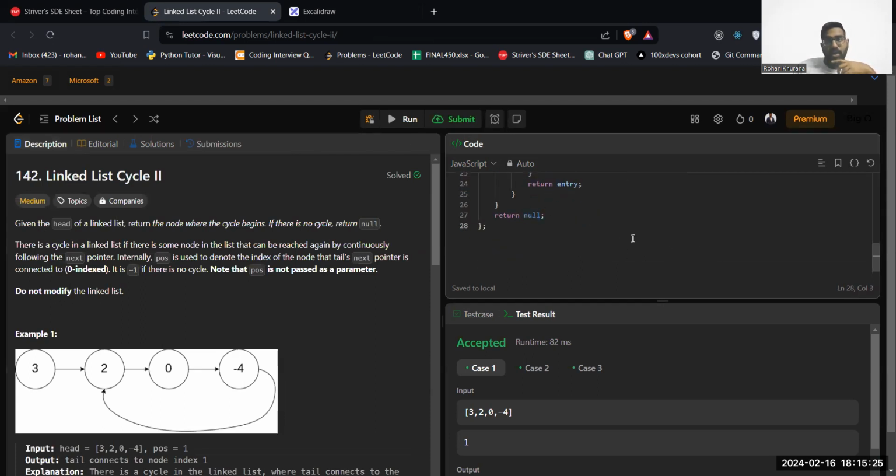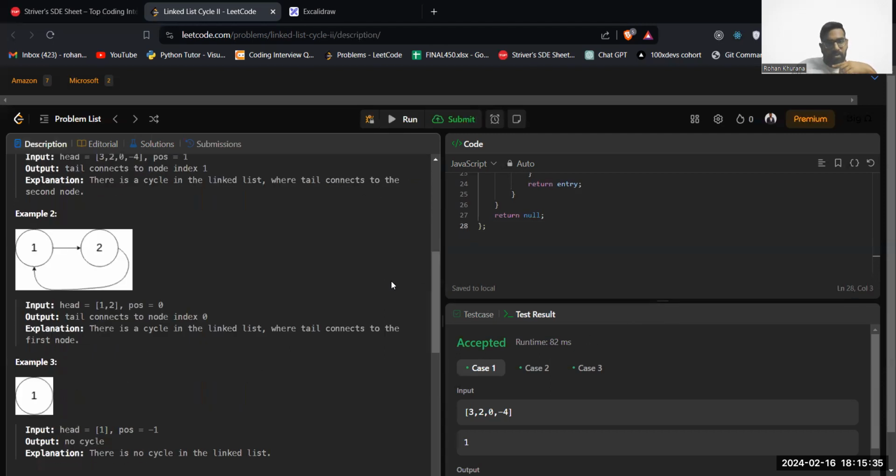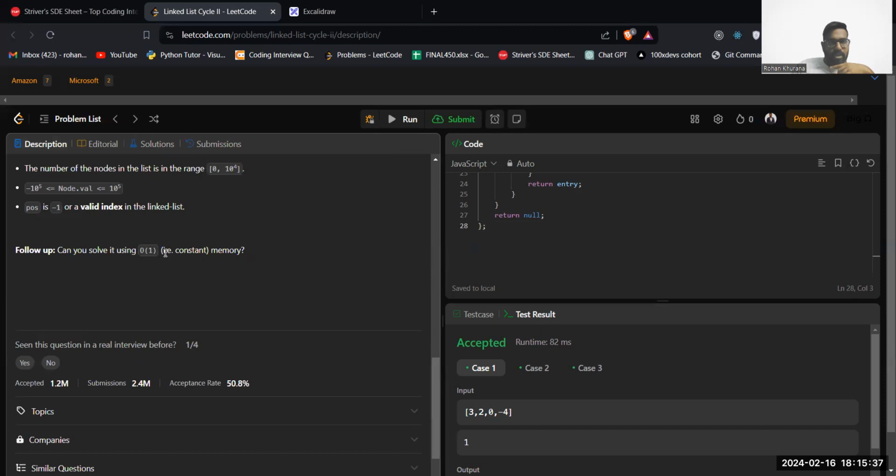And why am I returning null here? Because I have found out that this is not a cyclic one, and that is what the question is asking me to do. It is asking me to return the null. I hope you have understood this question. I know a few people won't be able to understand the proof of it.